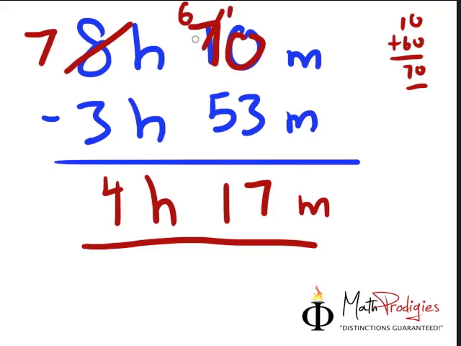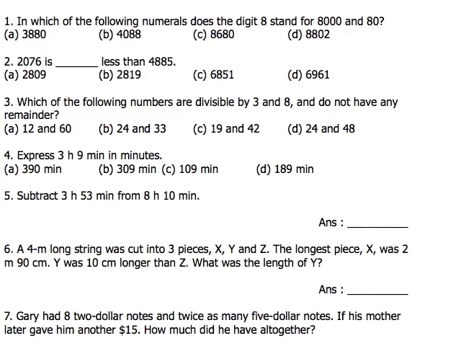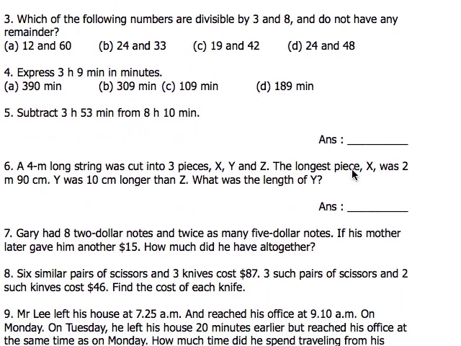And very important, when you borrow in time, when you borrow from the hour, you always add another 60 minutes and not a 10 on top. So remember that and you'll be fine. So basically that's it. That's all I have for you for this question. Actually, I have one more, sorry. I have question number 6.